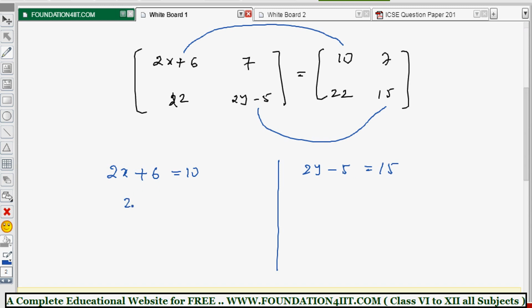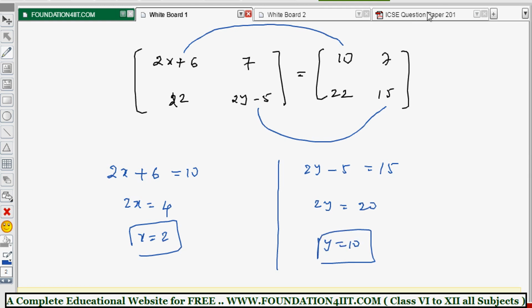Just solve this. So 2x is equal to 10 minus 6, which is 4. Then x is equal to 2. The x value is 2. And similarly 2y is equal to 15 plus 5. That is 20. Then y is equal to 10. Okay, this is the first question.